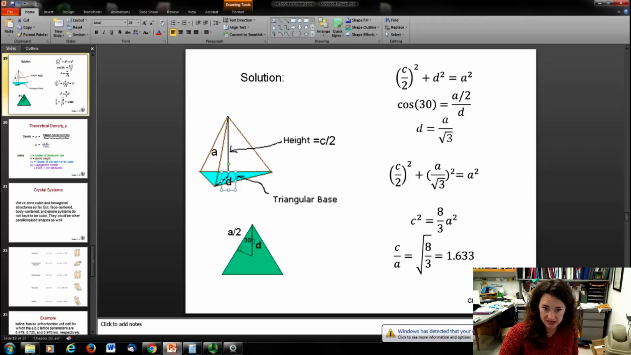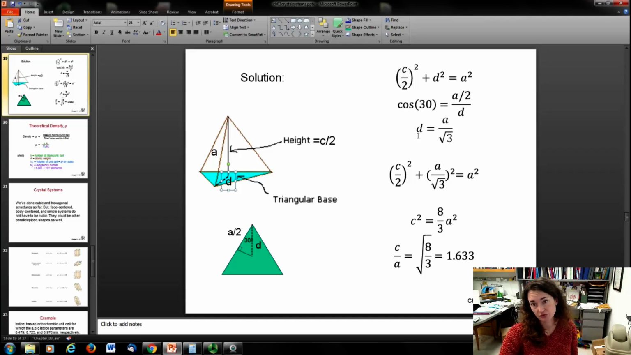So half of that is 30 degrees. So I've got a little right triangle right here with sides A over 2 and a hypotenuse of D. Okay, so I can set up a cosine relationship. The cosine of 30 degrees would be A over 2 over D. Then I can solve for D, and I get D is equal to A over root 3.